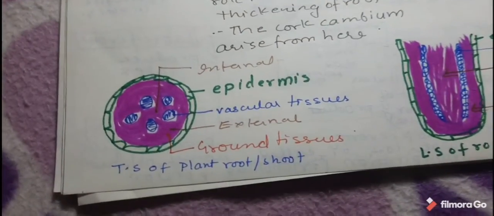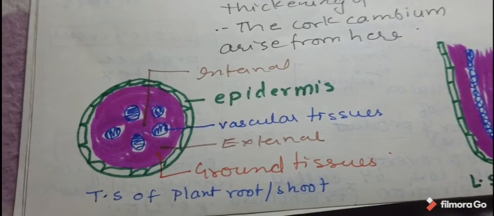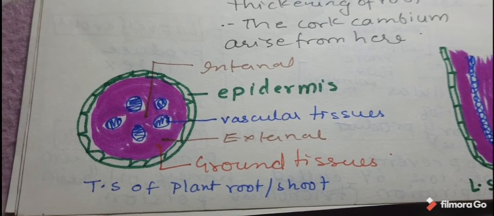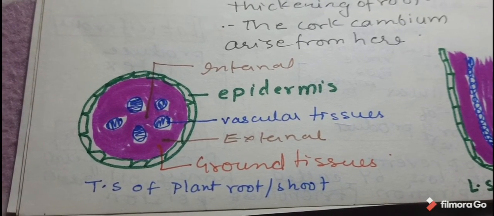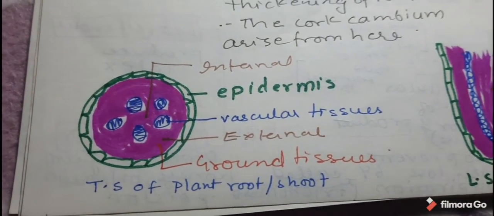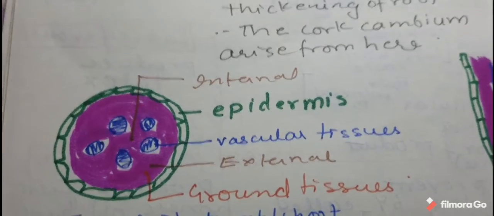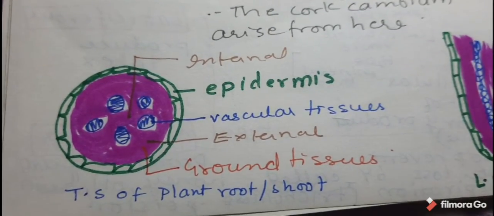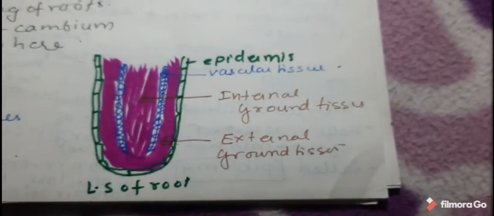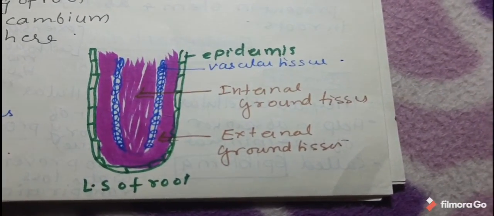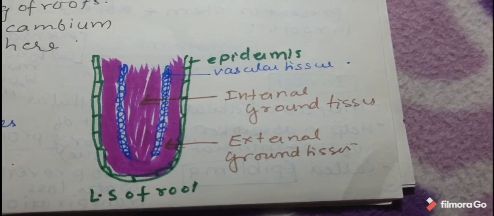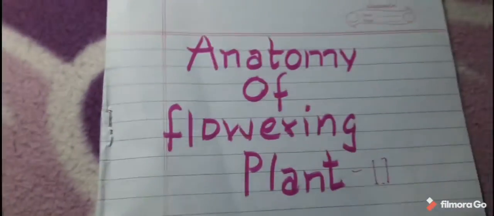So if you look at the diagram, transverse section of plant root or shoot, this is how you will see epidermal cells, they are outside, and then you will see the ground tissues and the vascular. So three different tissue systems are clearly visible here. Again, the ground tissue is divided as the external and internal. So here again in the LS also you can see internal and external clearly, vascular tissues, and then you can see the epidermis.